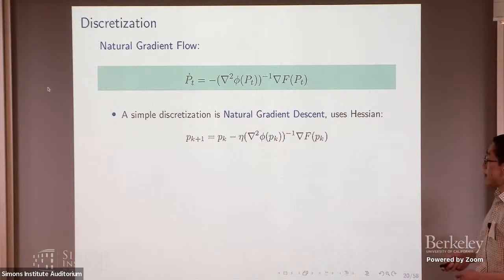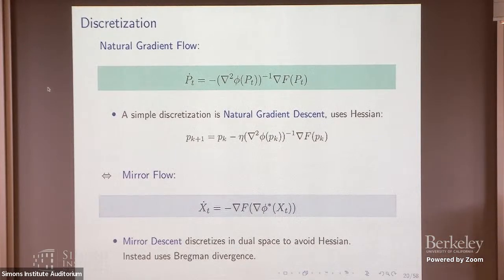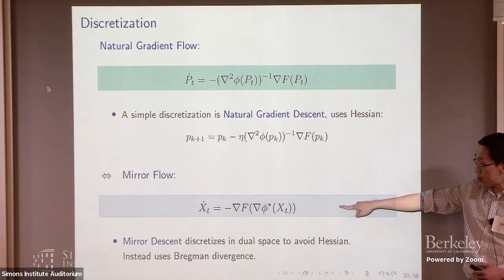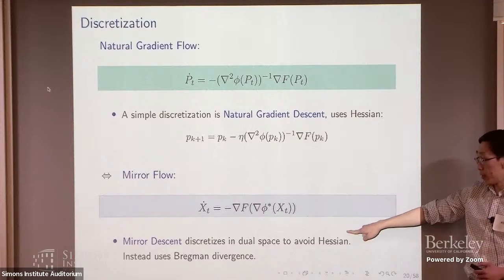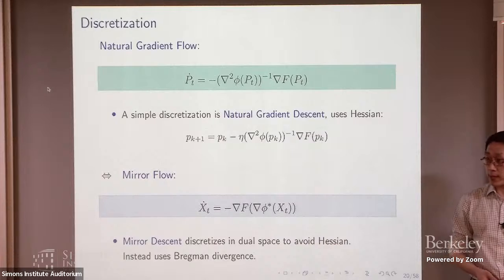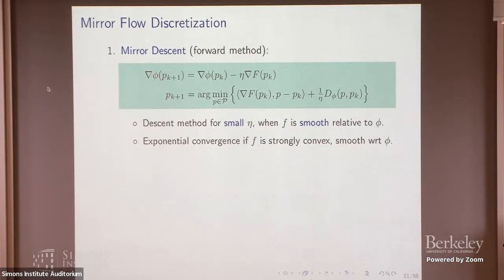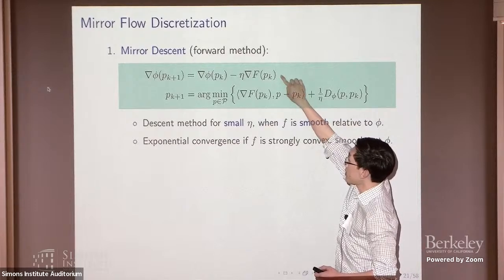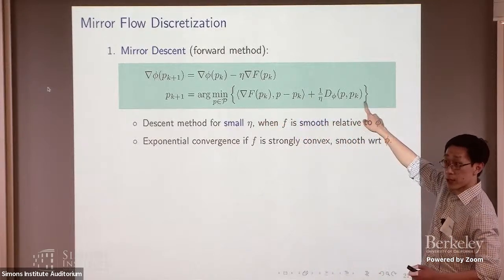Which may be expensive. So instead, what mirror descent does is that let's discretize in the dual space. Right? So here there is no Hessian. So when we discretize, we don't need to use any Hessian, but instead we need to implement that using what's called Bregman divergence. So this update is the forward method for discretizing mirror flow. And it turns out that this update we can implement by minimizing this objective function.